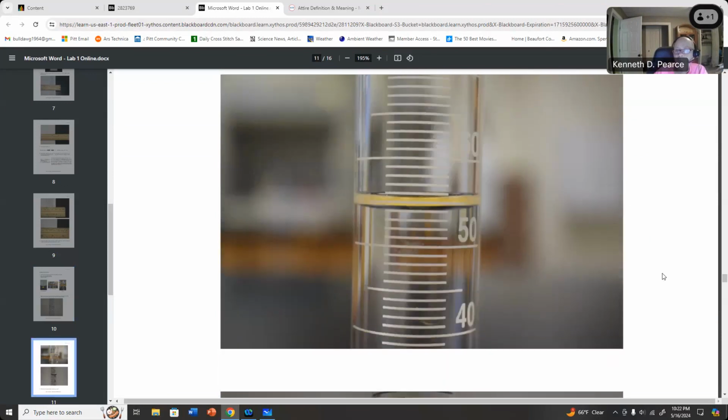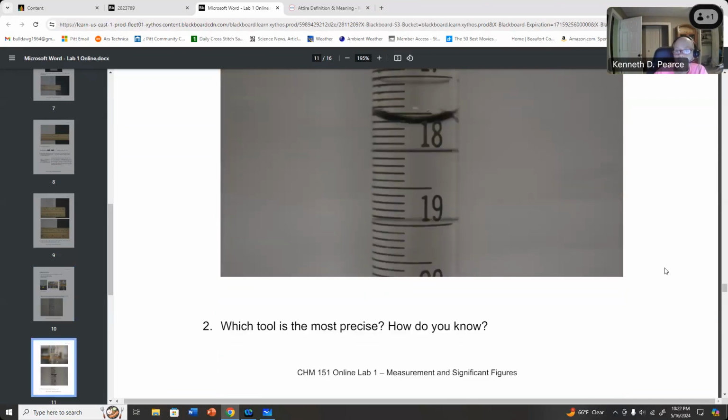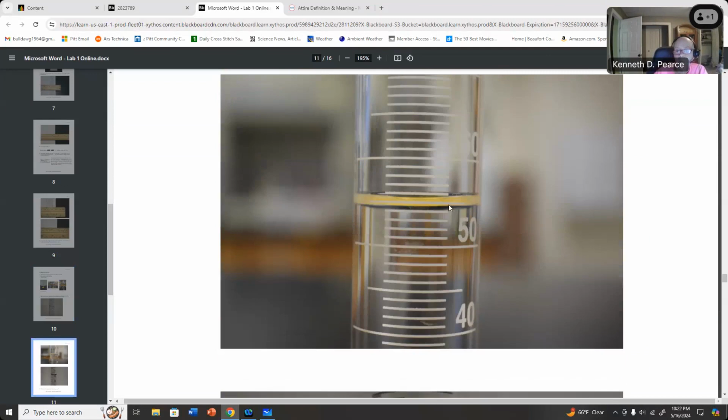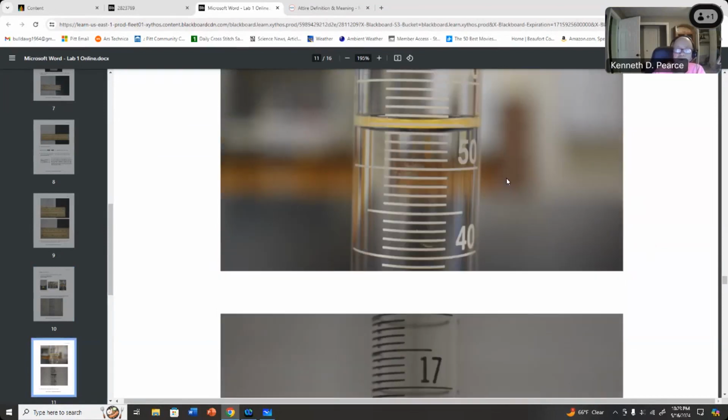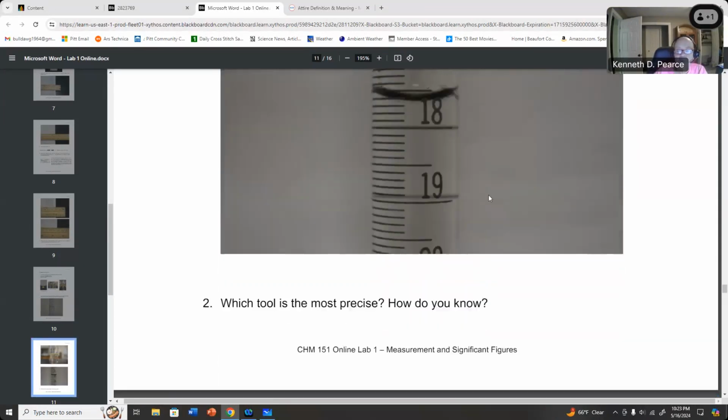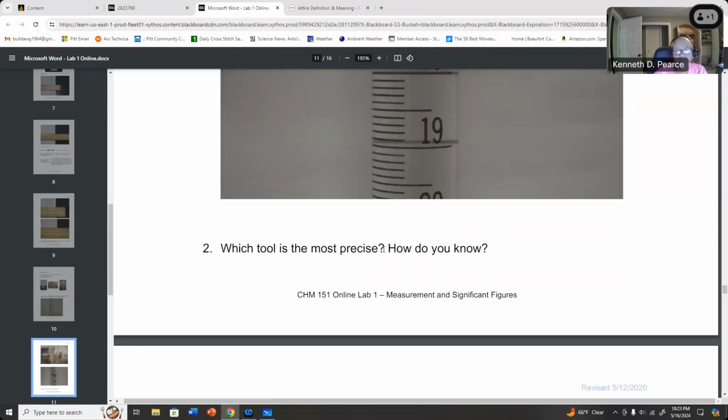The second one? Well, it would really be a tie between the second one and the third one, but the burette is very easy to read out to 2 decimal places, whereas the second one's a little iffy. But whatever you decide, it says, how do you know? Just don't say burette. You have to write down how you know.